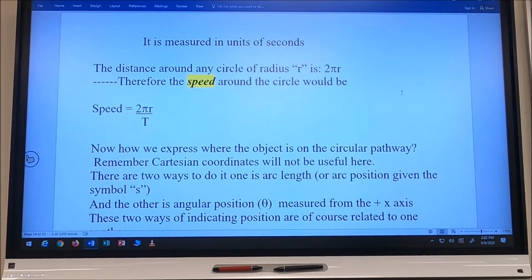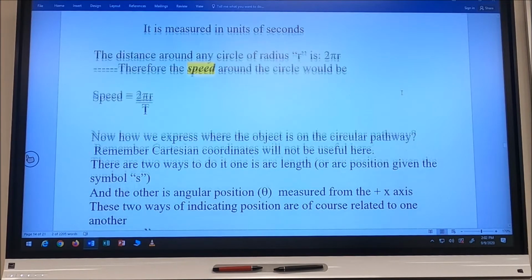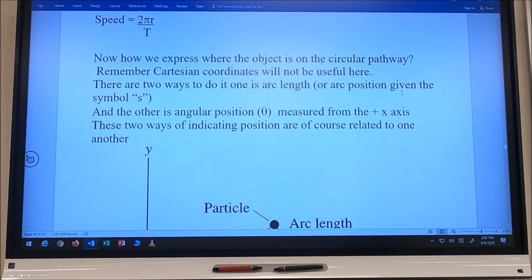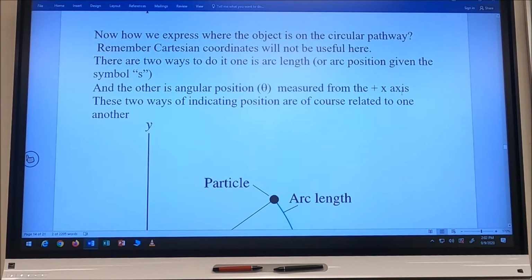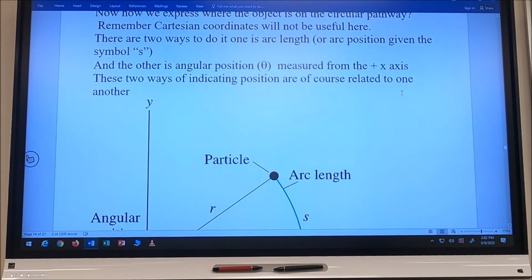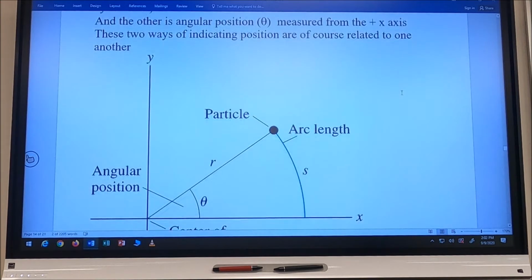Now, how are we going to express where an object is on a circular pathway? We're not going to be using the Cartesian coordinate system because it's not useful. So we're going to use two different ways to express position. We're either going to talk about arc length, for which we're going to use the symbol S, or we're going to talk about angular position, theta, measured from the plus x axis.